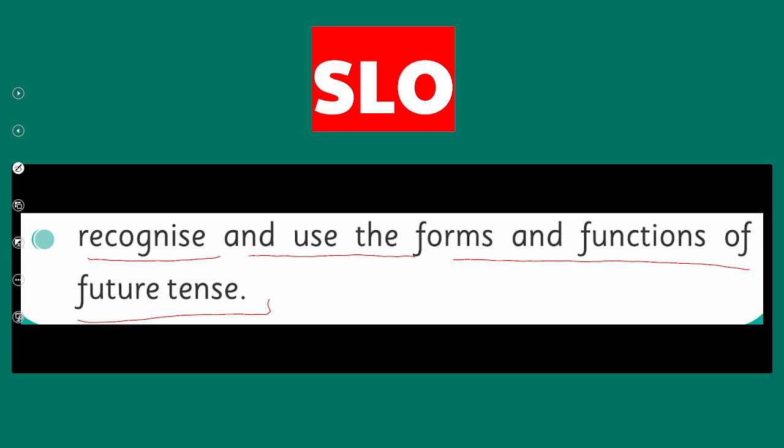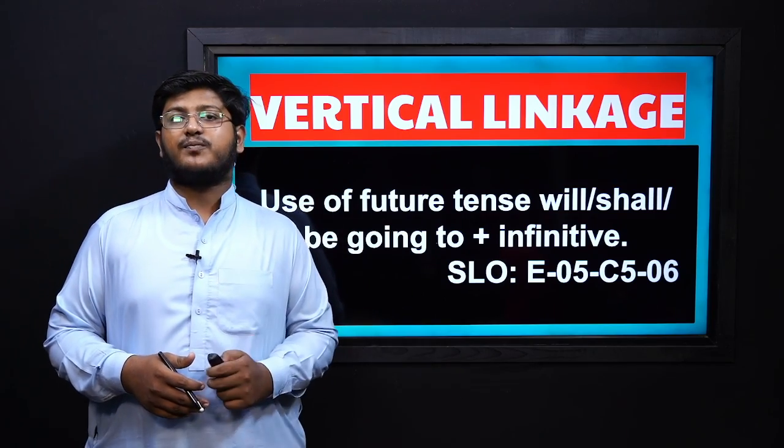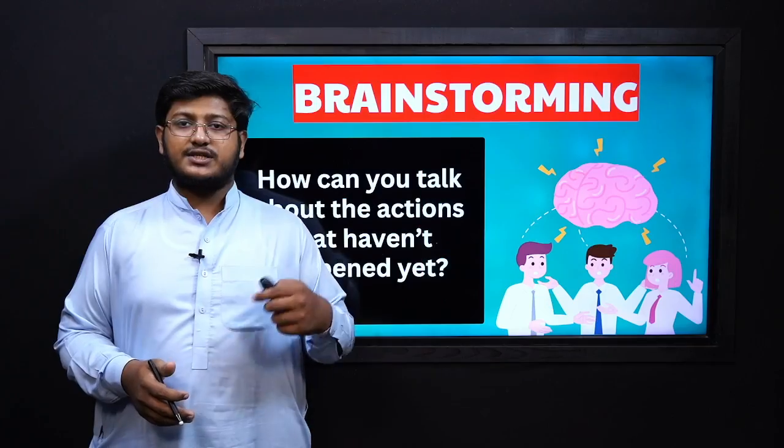In this SLO we will focus on the future tense, what the future tense does, and what the structure of future tense is. We will focus on two forms of future tense: the simple future and the future continuous tense. These are the two tenses which we have to discuss in this lecture. Here is the vertical linkage. You have read about the future tense in your previous class. So let's go further. Here is a brainstorming activity.